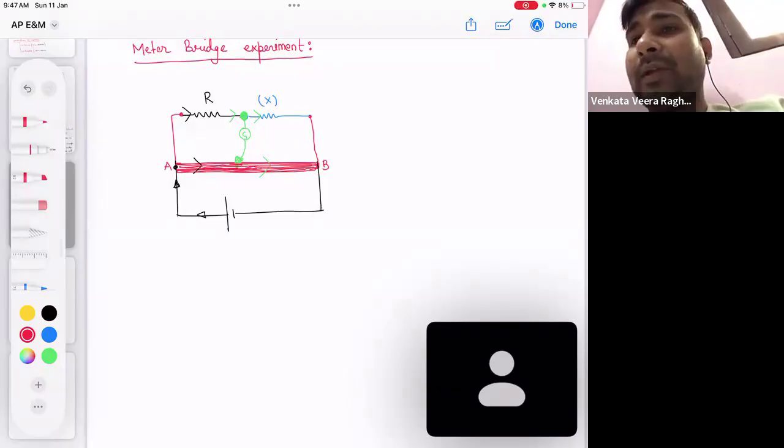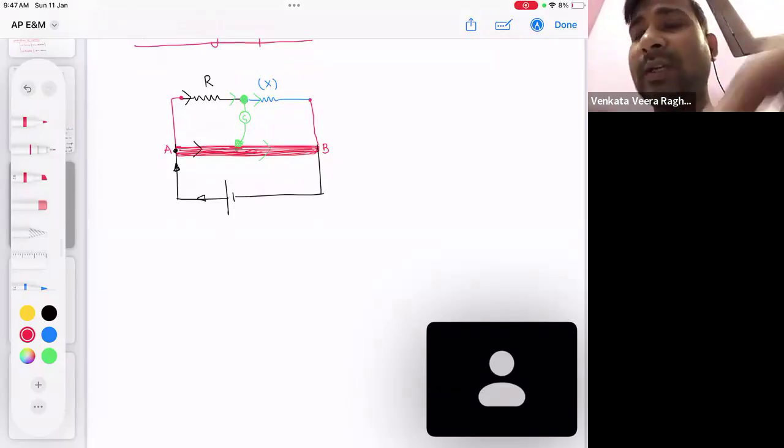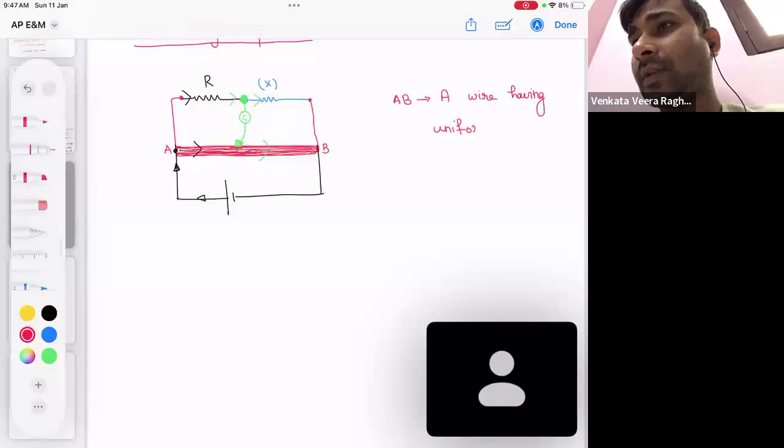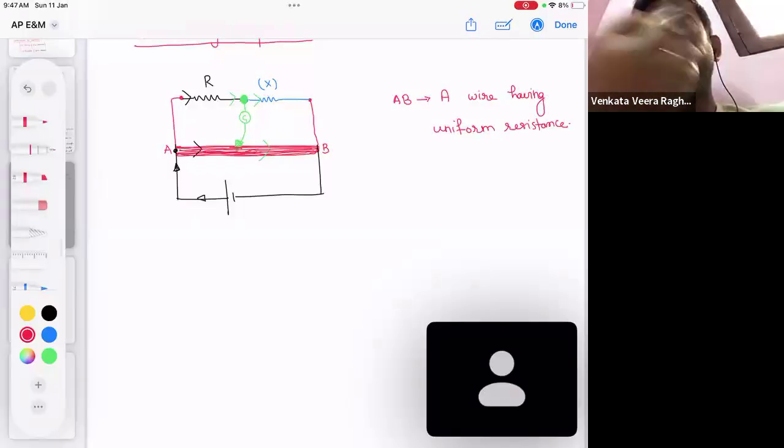Now tell me, AB is a wire which has some resistance. But one thing about the AB wire is that it has uniform resistance. So now tell me what will happen. Some current will flow through the galvanometer, isn't it?